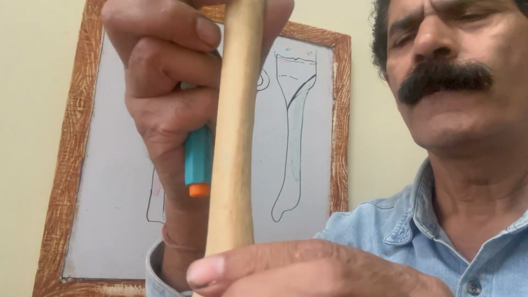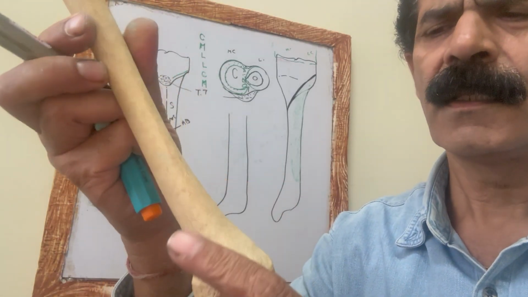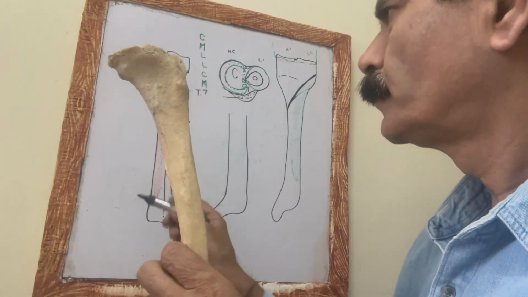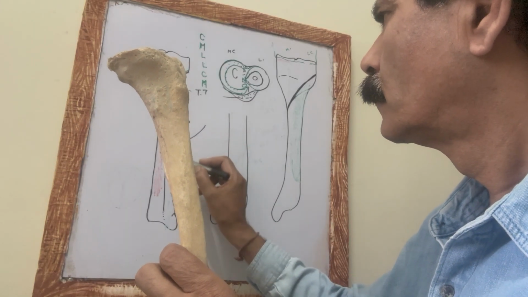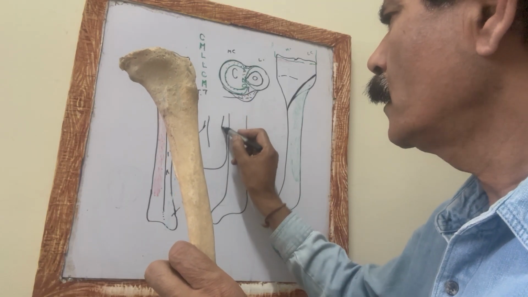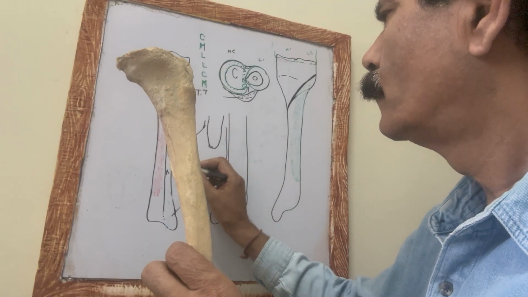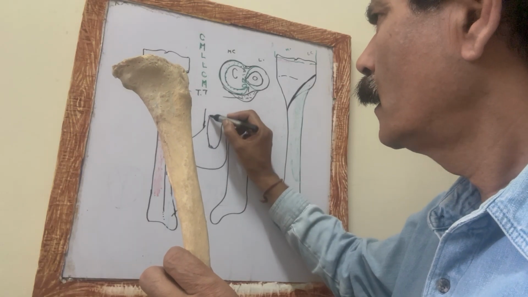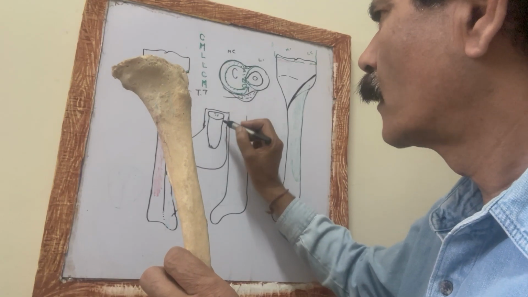So posteriorly, the medial malleolus gives passage to 5 structures. These 5 structures pass behind the medial malleolus. These are the structures which come from the posterior compartment of the leg and go into the foot. So these are the 5 structures we have to remember.